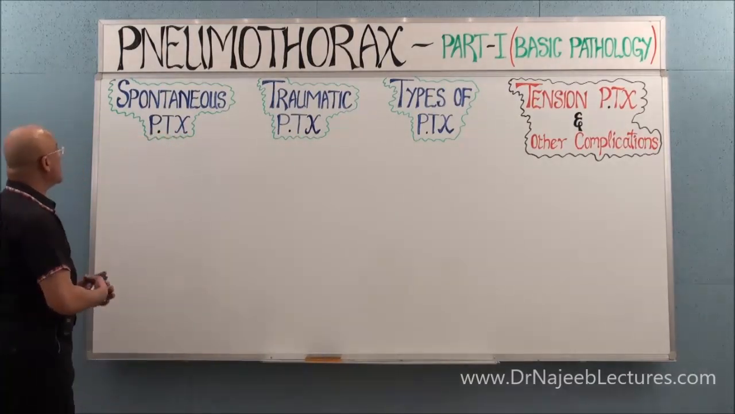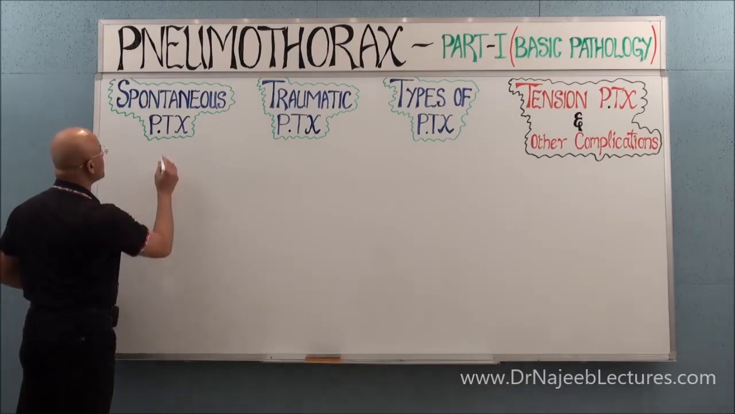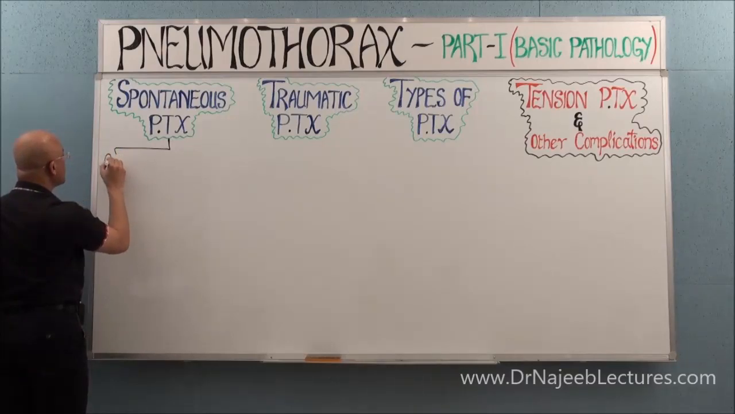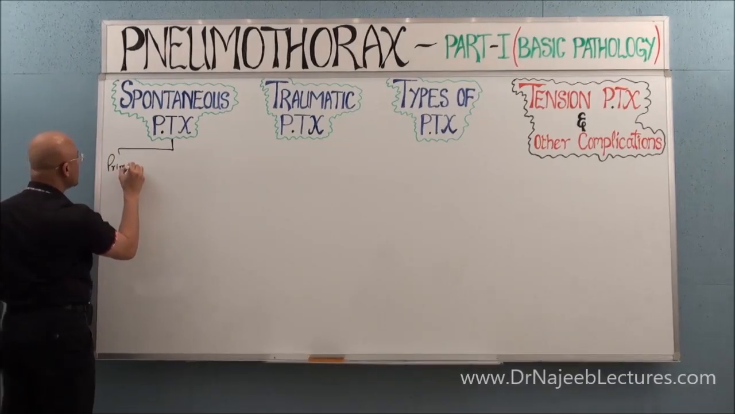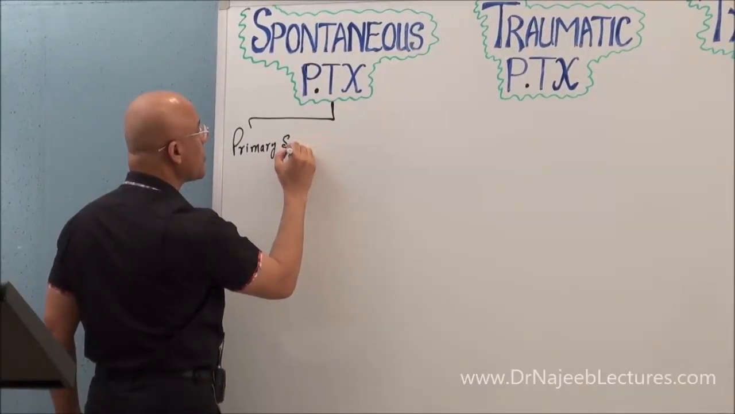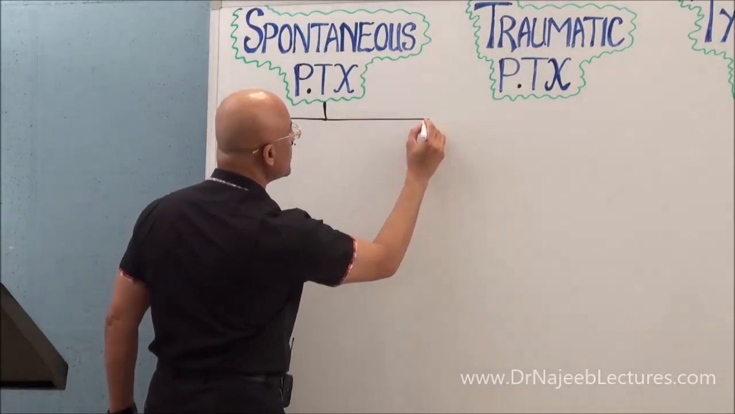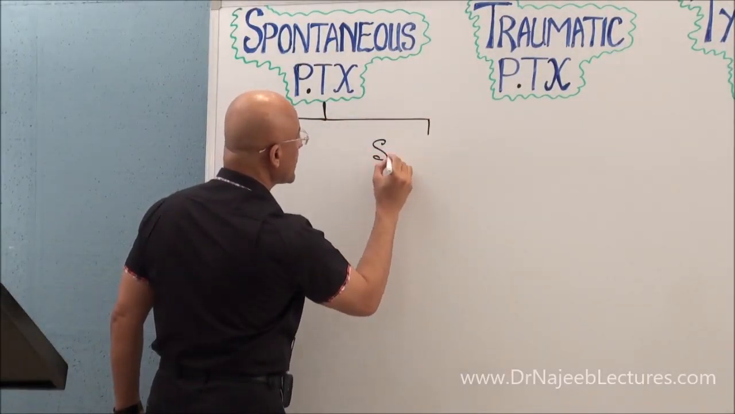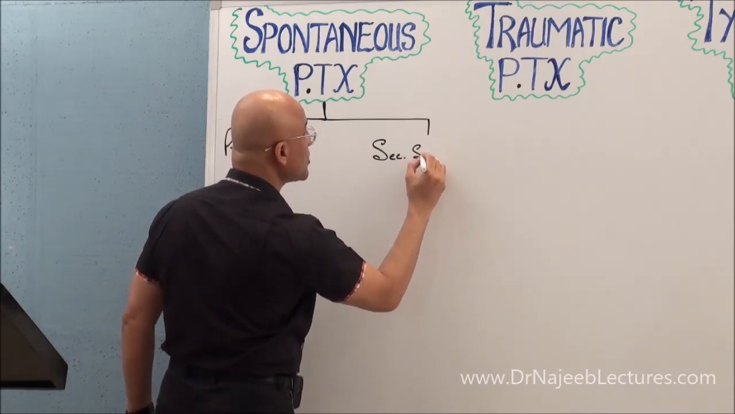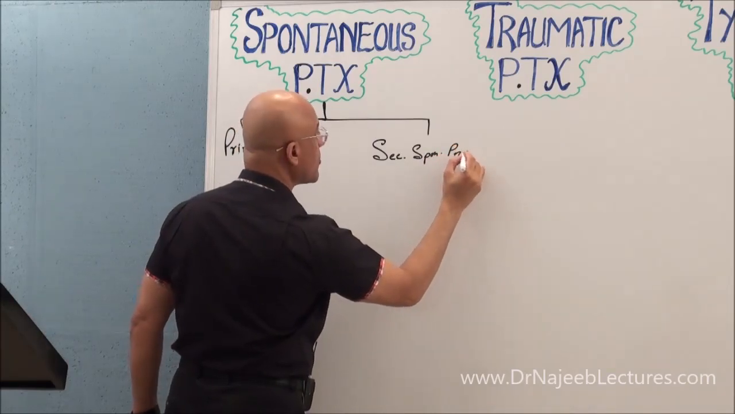Now, spontaneous pneumothorax is further divided into two types. Primary spontaneous pneumothorax, and secondary spontaneous pneumothorax.